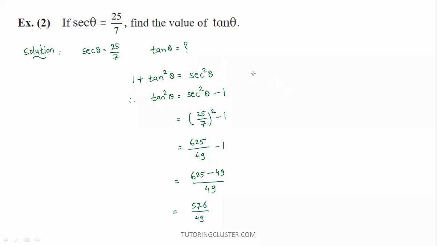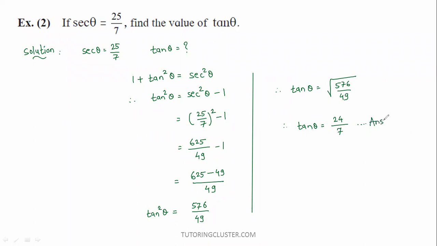So what are you going to get? Therefore, this is tan square theta, right? So if you take the square root, what will be tan theta? It will be square root of 576 upon 49. So therefore, tan theta is equal to, what is the square root of 576? 24. What is the square root of 49? It is 7. This is your answer.